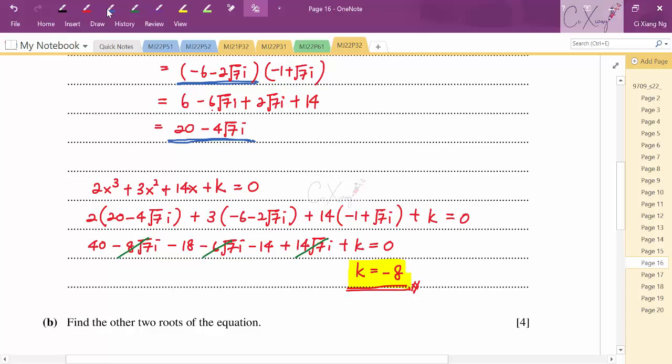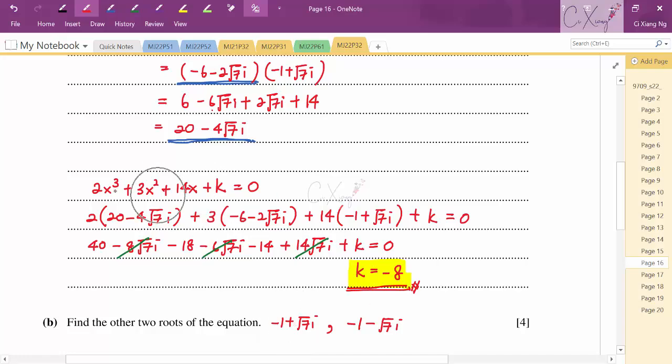Okay, so we already know that negative 1 plus square root 7i is one of the roots, right? And if we observe the coefficients of the polynomial, everything is a real number. When the coefficients of a polynomial are real numbers, it also denotes that the conjugate of this root is also one of the roots. So that means negative 1 minus square root 7i is another root. So this is the first root given in the question.